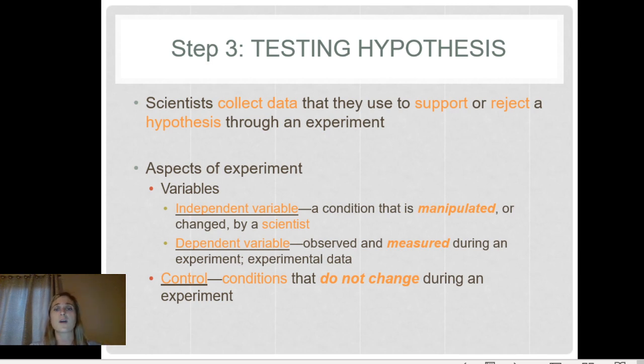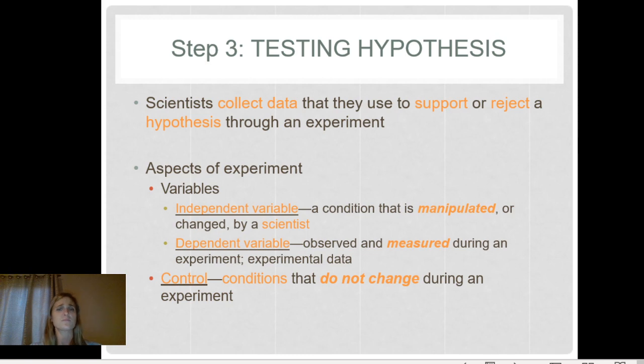So once I've made an observation and I've come up with a prediction, and in between those two, I've done a little bit of research, I'm now going to design an experiment. I'm going to test or figure out a way to test what my question is and to see if my prediction is proved true or not. Okay, so scientists collect data that they use to support or reject a hypothesis through an experiment.